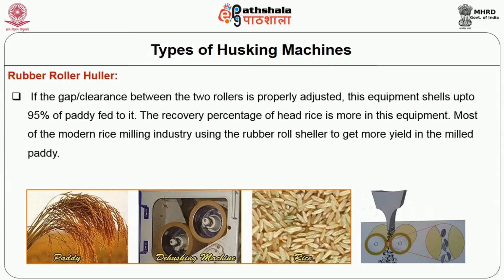If the gap or clearance between the two rollers is properly adjusted, this equipment will remove 95% of the paddy husk fed to it. The recovery percentage of head rice is higher in this equipment. Most modern rice milling industries have the rubber roll sheller to get more yield in the milled paddy.